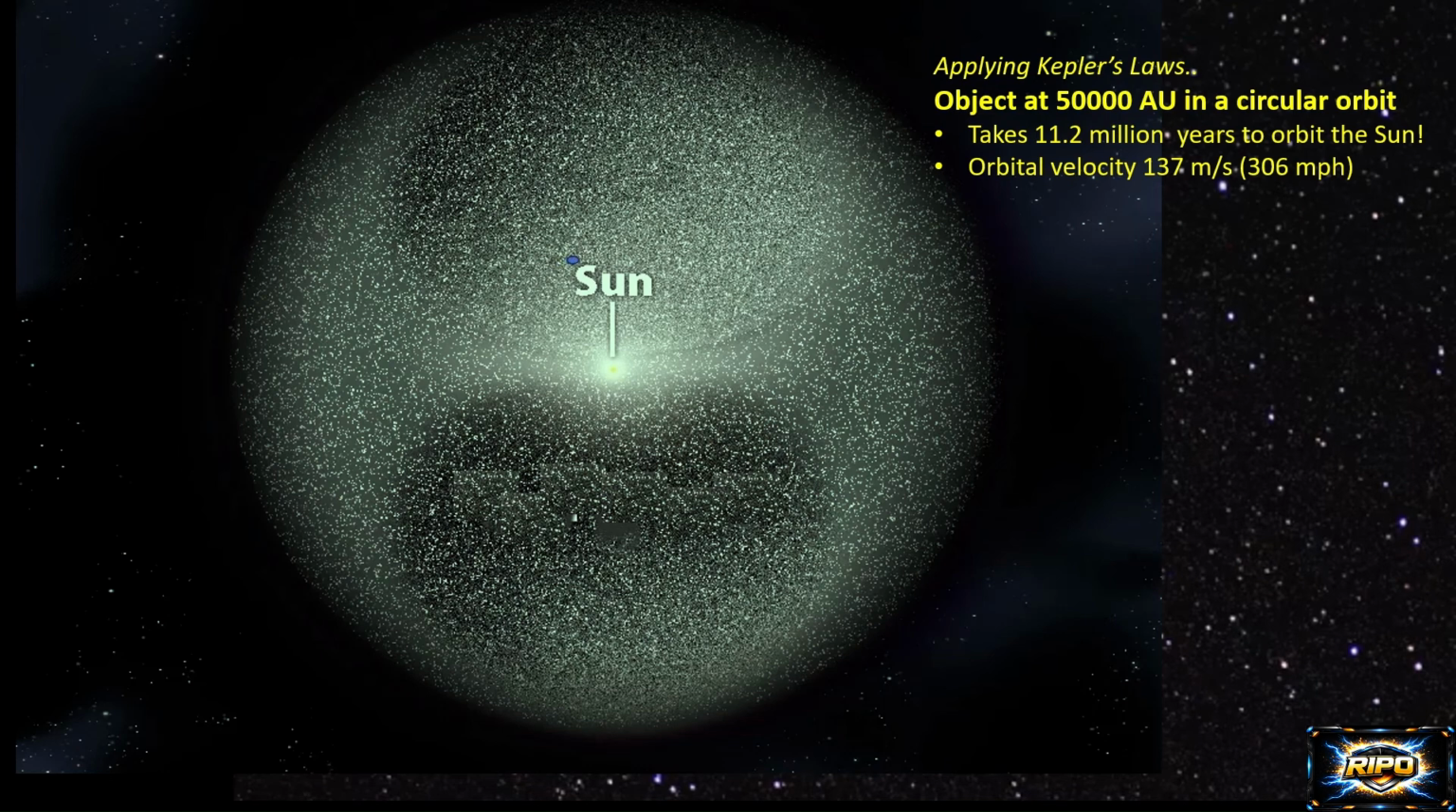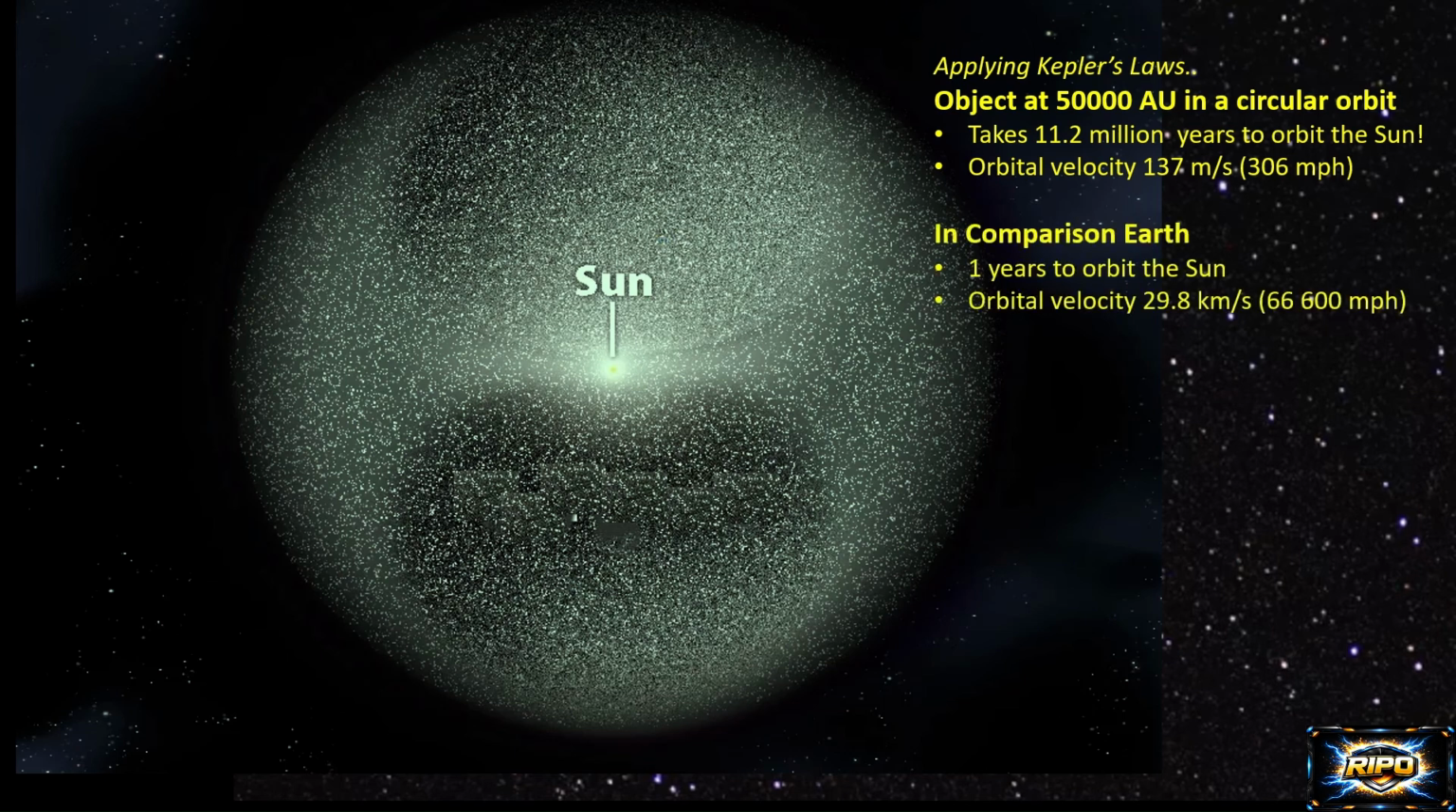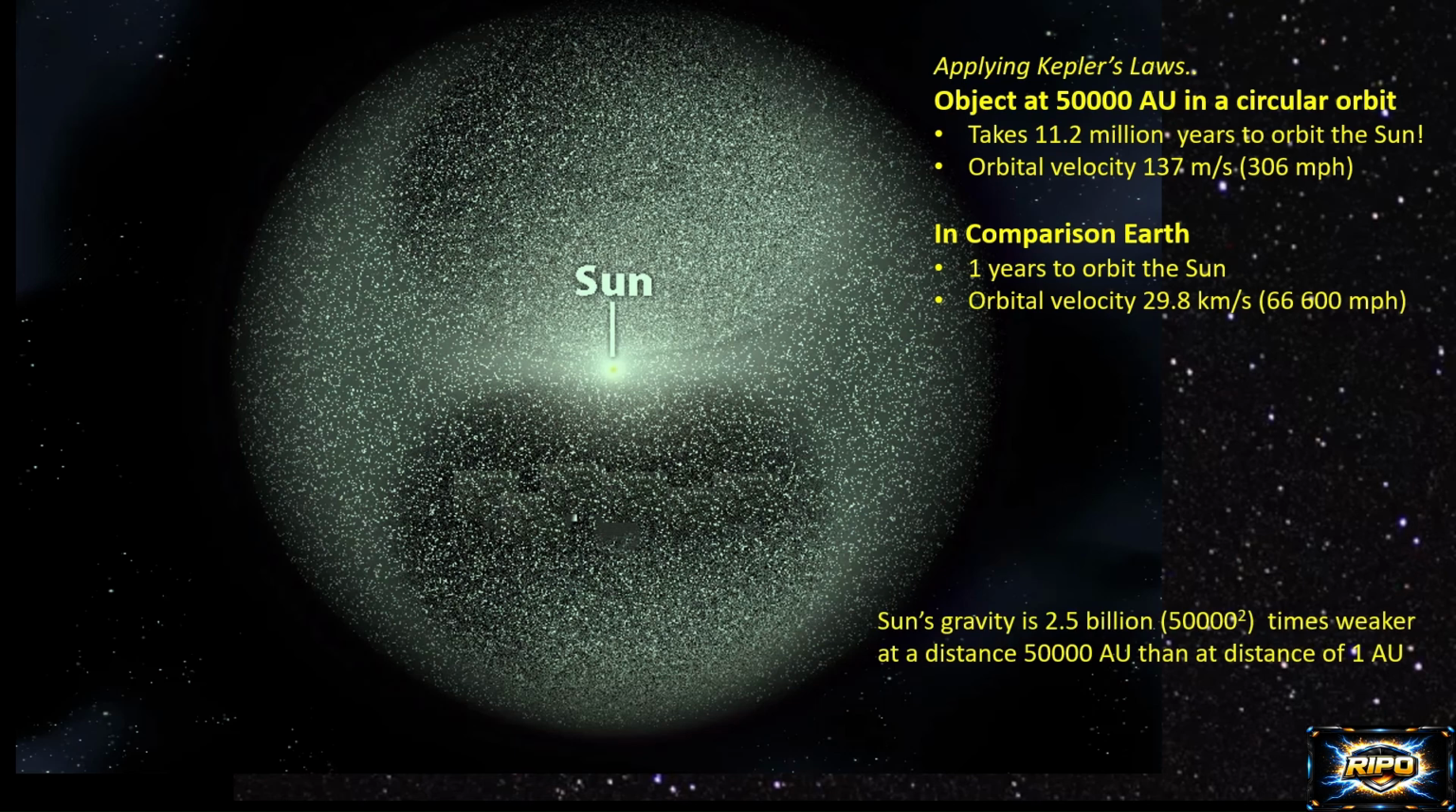An object in the outer region of the Oort Cloud is very weakly bound to the Sun. At 50,000 AU, it takes 11.2 million years to go around the Sun in a circular orbit, compared to 1 year, which it takes the Earth. The Sun's gravity at this distance is 2.5 billion times weaker than it is at the Earth's distance from the Sun.